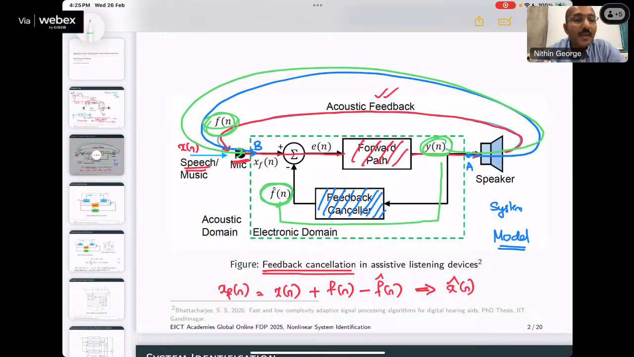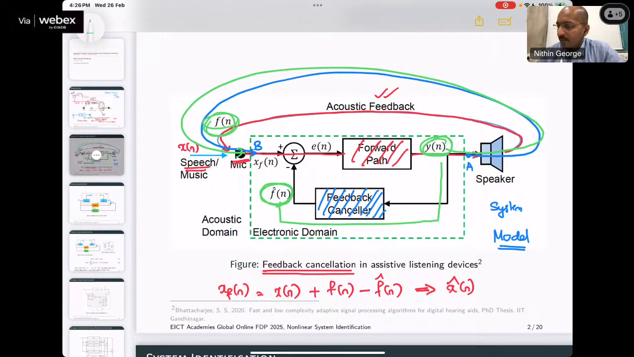It is actually a feedback cancellation problem, but indirectly what I am trying to do is, I have a physical path from A to B. That A to B path is replaced by a digital equivalent, which is called the feedback canceller over here, which is a filter.